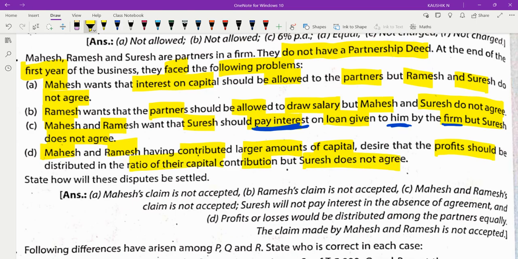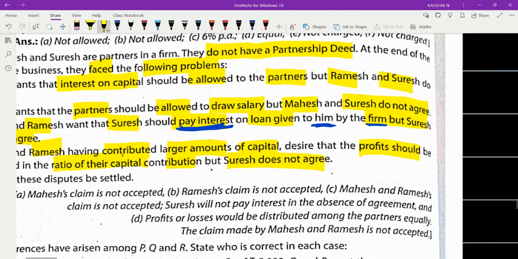Okay. So here also they're talking about the share of profits, and it has been mentioned something called the capital ratio, or ratio of capital. Now you may be surprised and ask me, sir, in the beginning of the day when we started the topic, you just taught us something called agreed ratio or equal ratio. What is this called capital ratio or ratio of capital? Very simple. Let me make you understand. What is this capital ratio all about?